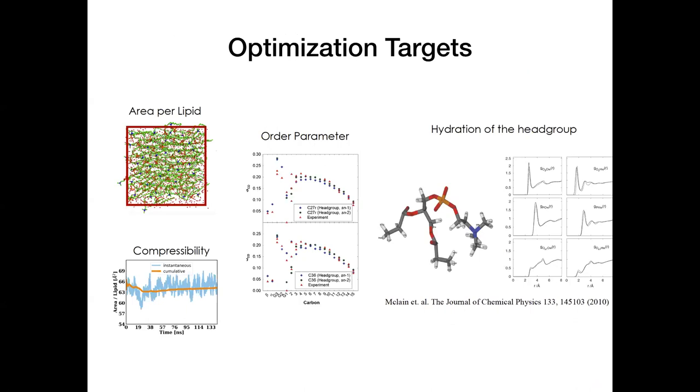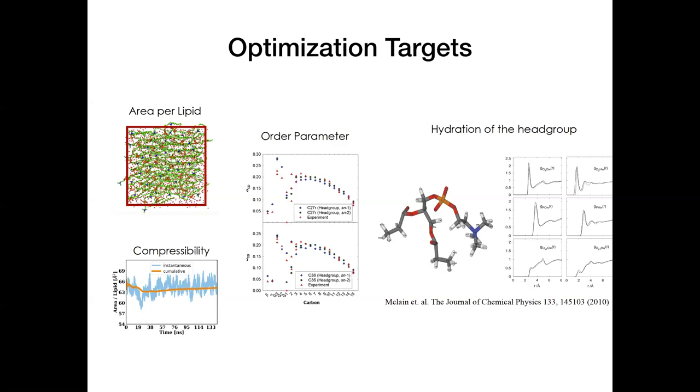Okay, so our optimization targets are the area per lipid of both monolayers and bilayers, and then the compressibility, because the compressibility is something that is directly influenced by this long-range dispersion, and it's also something that can go wrong very easily, as is seen, for example, in the polarizable lipid force field that has pretty good areas, but the compressibility is just not very good yet.